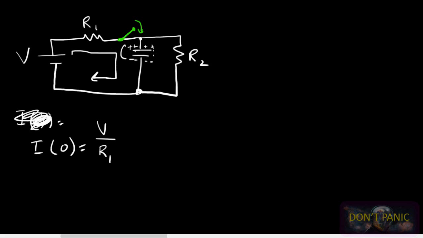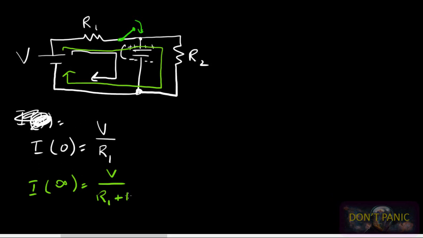And then since there's not going to be any current flowing through the capacitor, all the current is going to be flowing through R1 and R2 like this. So current after a very long time, at infinity, is going to be V over R1 plus R2.